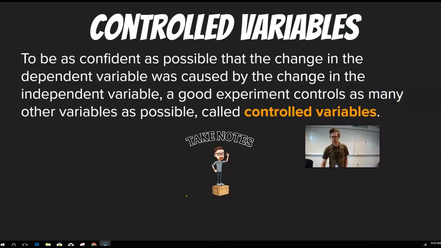The other thing that we need to keep in mind is controlled variables. So we have our independent and dependent variables, and those are the ones that we are experimenting with, and then there are all these other things that could affect what's happening that we want to keep the same. We want to control them. So to be as confident as possible that the change in the dependent variable was actually caused by the change in the independent variable, a good experiment controls as many other variables as possible. We can call those controlled variables.